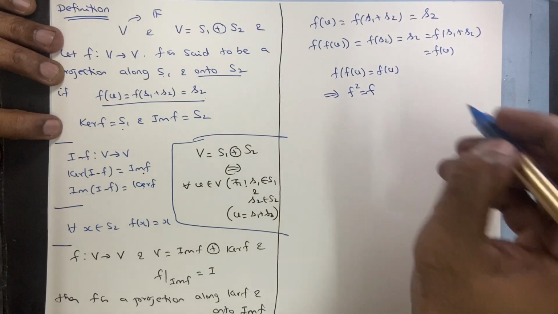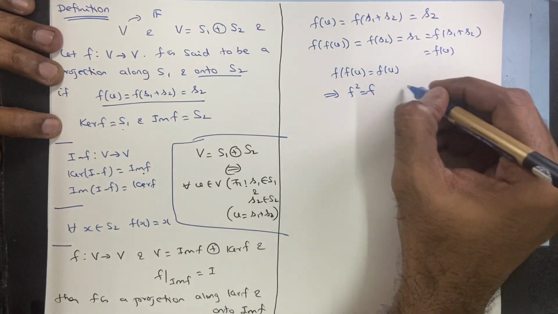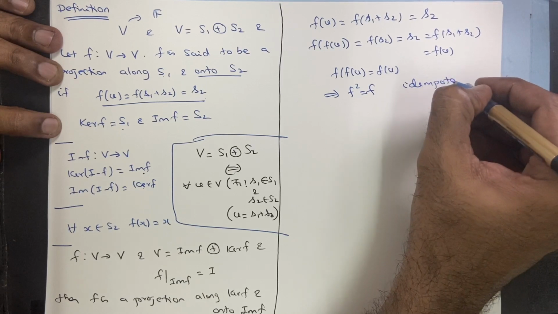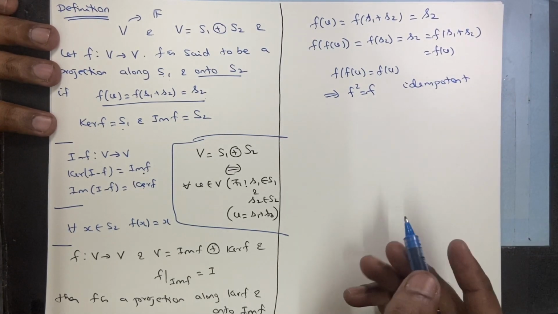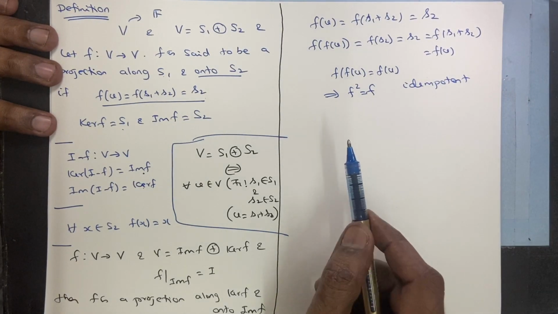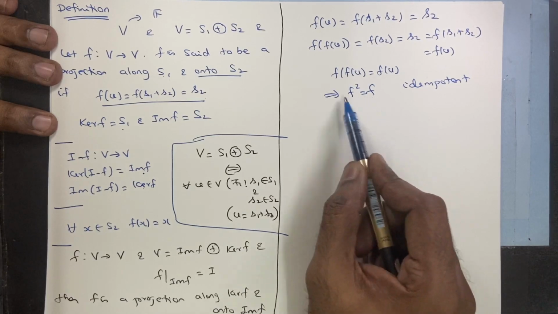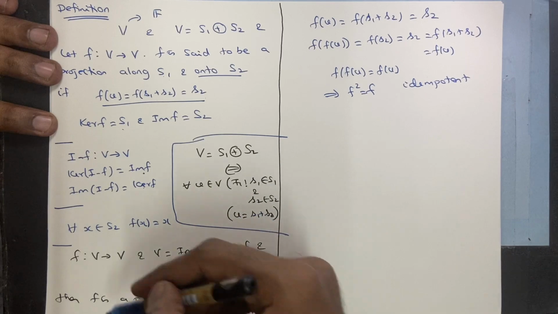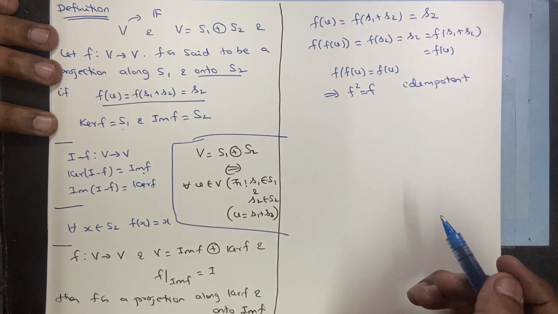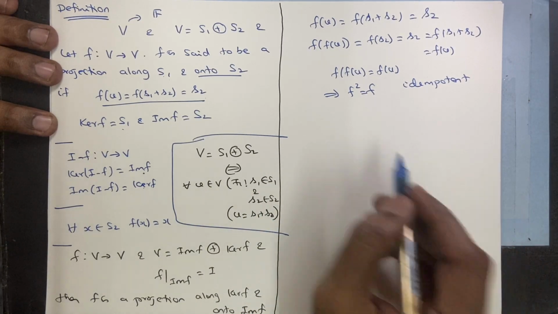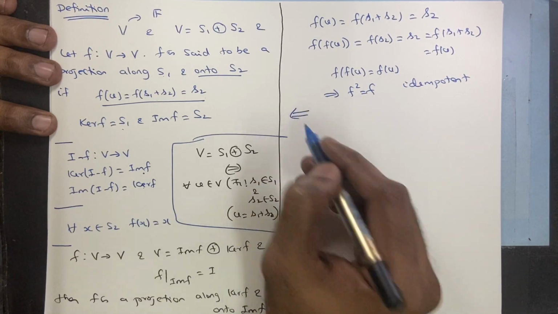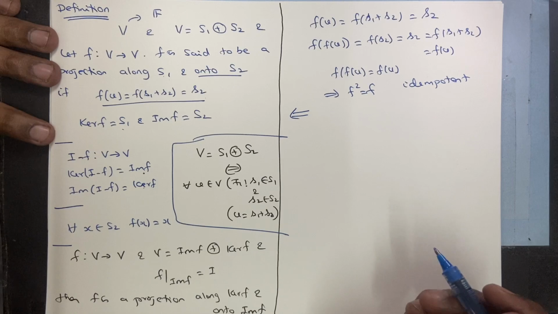Such linear maps are called idempotent operators, idempotent linear maps. This gives a necessary condition for a map to be a projection. We assumed f is a projection, and we found that f squared is f. We can also think of the converse: whether this is a sufficient condition to say that f is a projection map. The answer is indeed true.